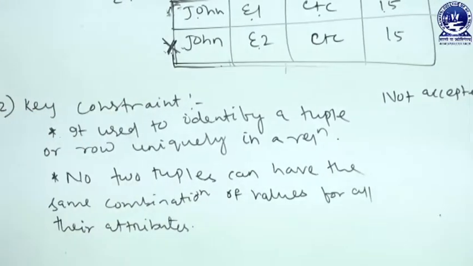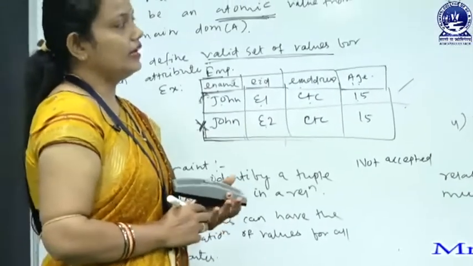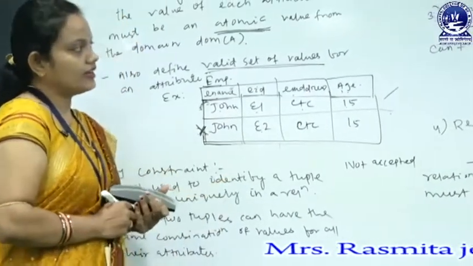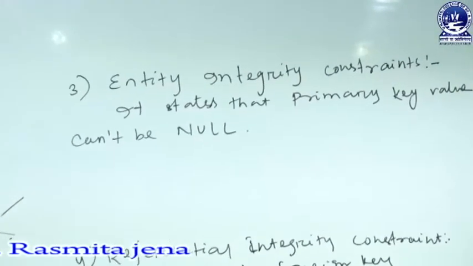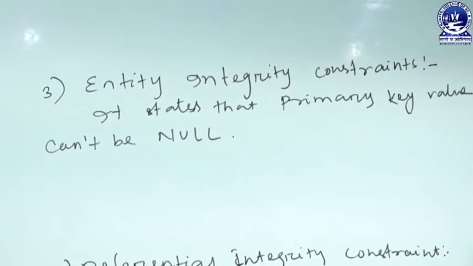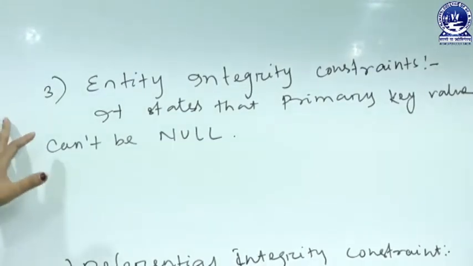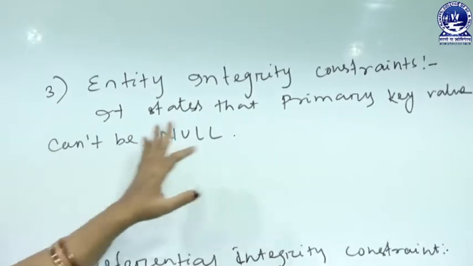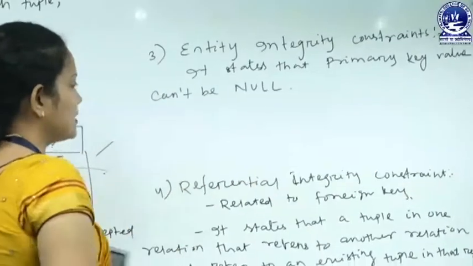Okay. So, next comes your next constraint, that is the entity integrity constraint. The integrity constraint is basically divided into two parts, that is entity integrity and referential integrity constraint. So, first let us define the entity integrity constraint. The entity integrity constraint states that the primary key value cannot be null. So, let us see one example.